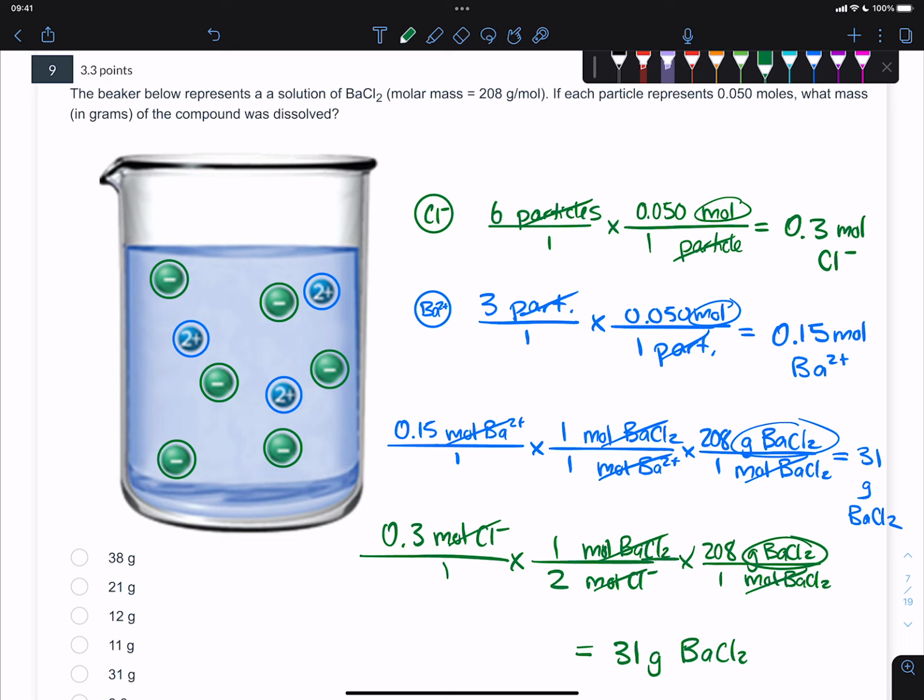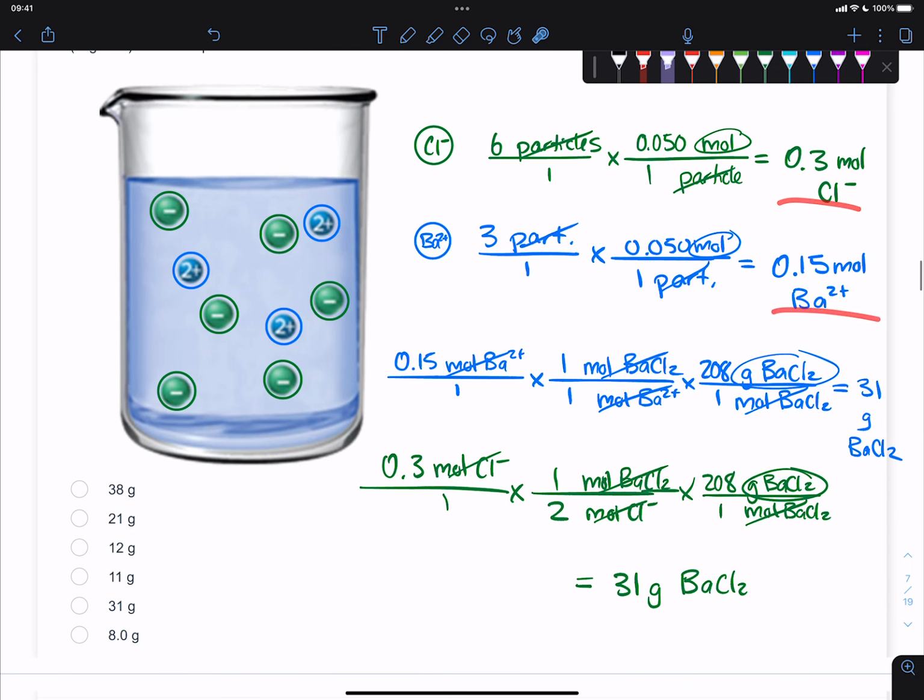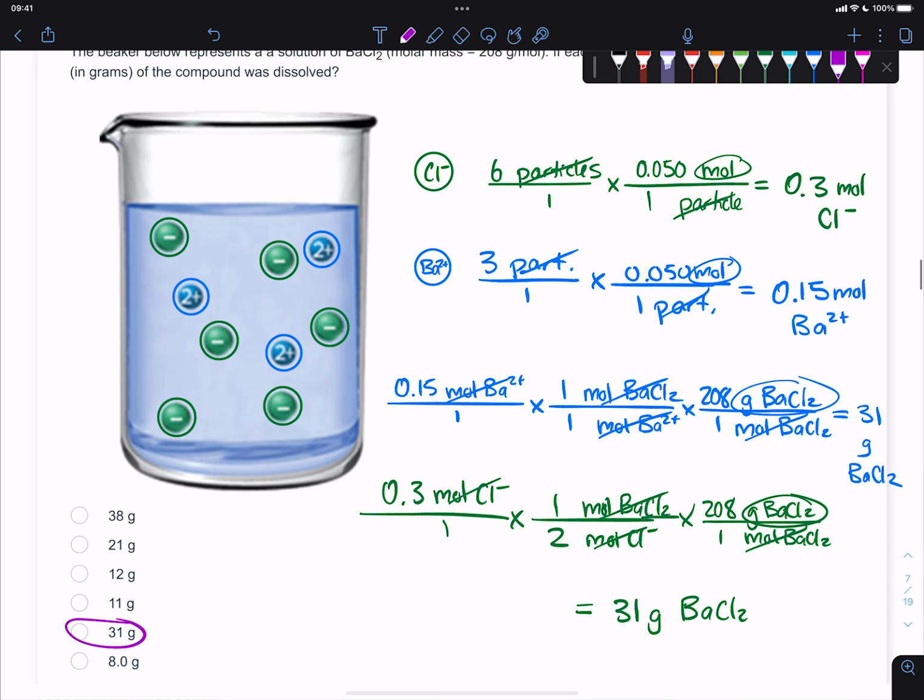And notice how 0.15 times 208 gives you your answer, and 0.3 divided by 2 is 0.15. You're still multiplying that by 208 and you still get the same answer. So it doesn't matter which one of these you use, you still should get the answer of 31 grams of barium chloride.